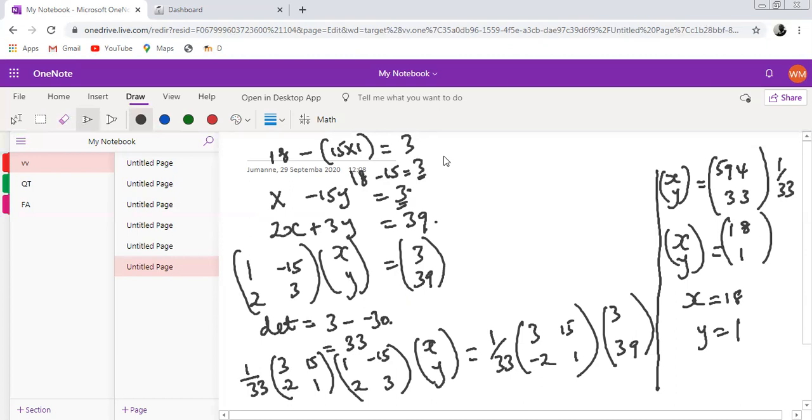Basically, that is how we use the matrix method to solve simultaneous equations. And that marks the end of today's lesson.